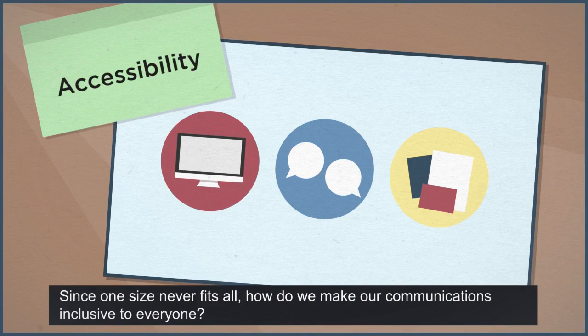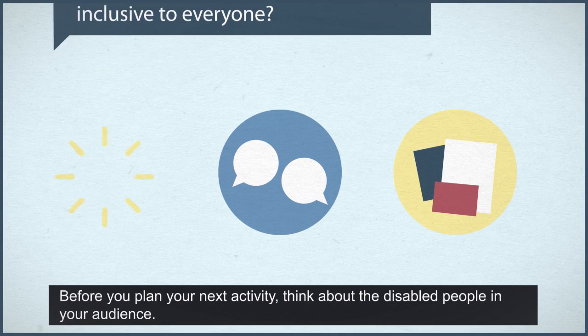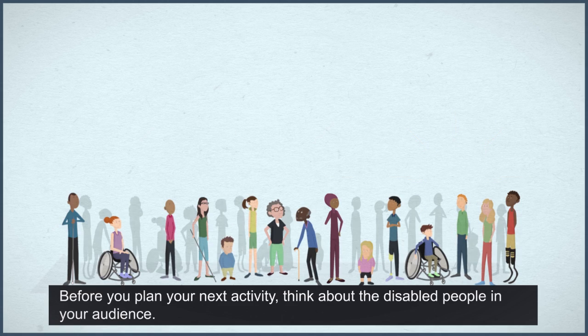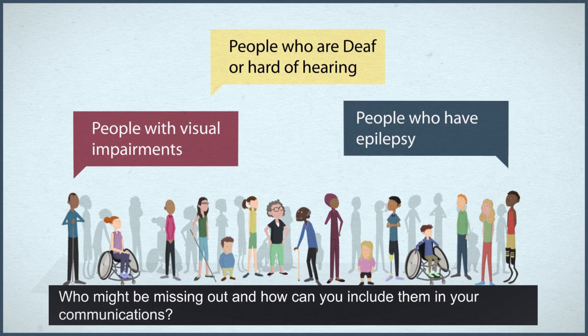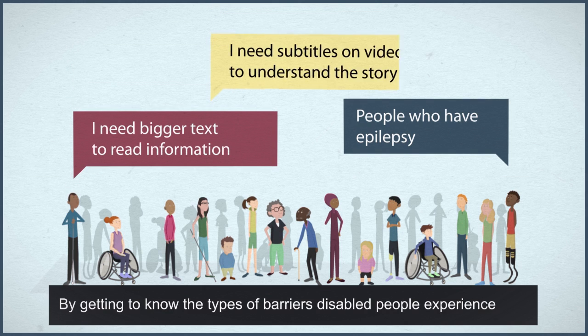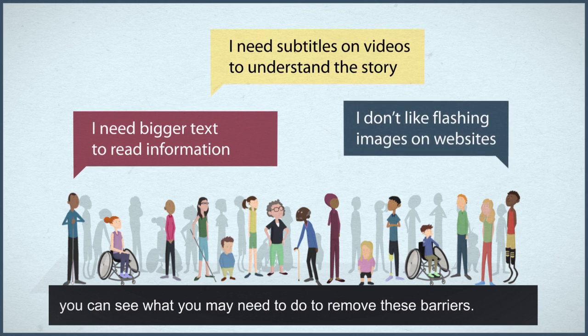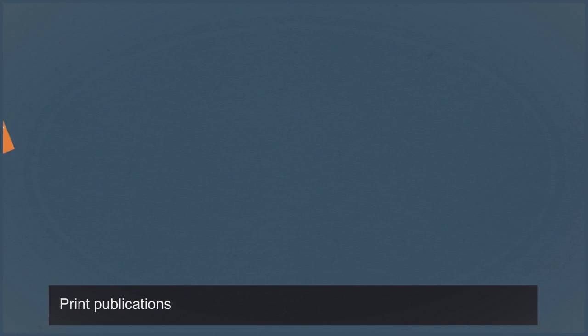Accessibility. Since one size never fits all, how do we make our communications inclusive to everyone? Before you plan your next activity, think about the disabled people in your audience. Who might be missing out, and how can you include them in your communications? By getting to know the types of barriers disabled people experience, you can see what you may need to do to remove these barriers.